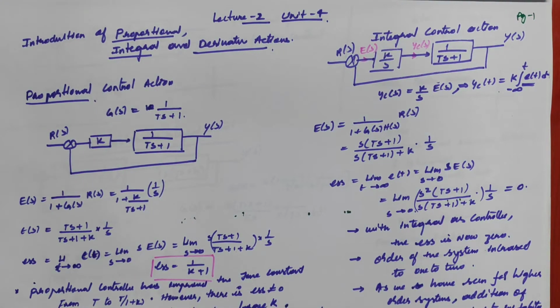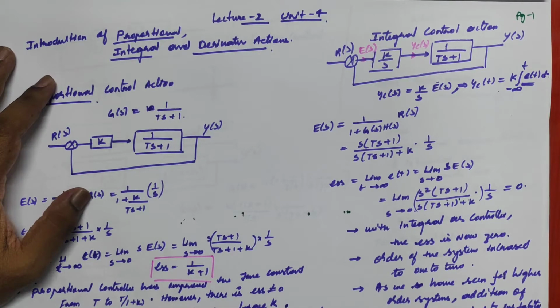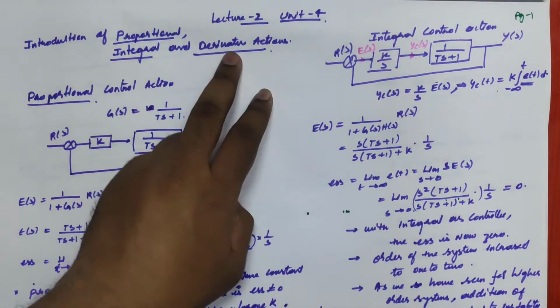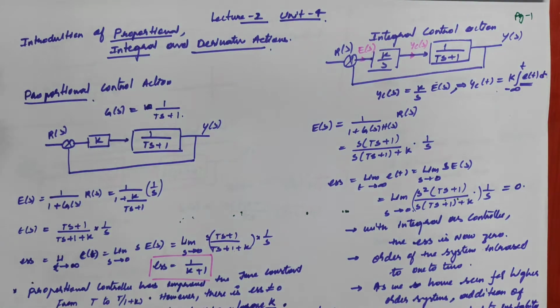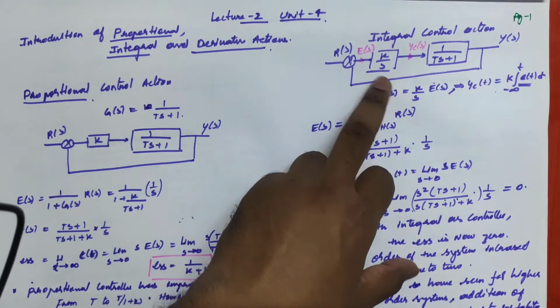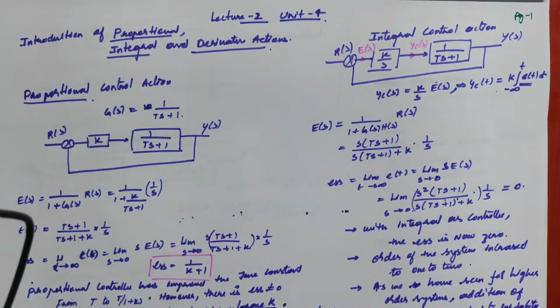Last class we dealt with system response by adding poles and zeros. By adding poles and zeros, with the controller names, we saw something called proportional, integral and derivative. Adding proportional means adding a gain K, integrator means adding a zero at the origin, that is a pole at the origin, and derivative actions also.